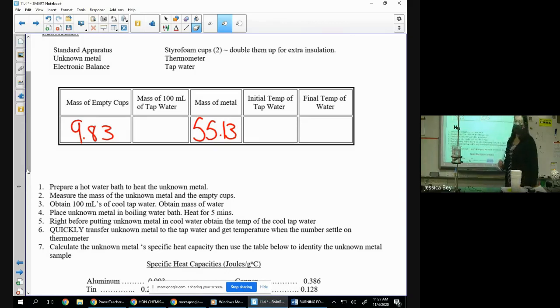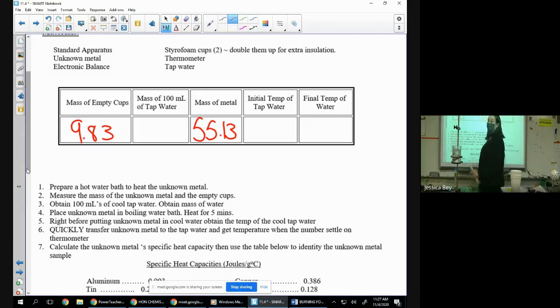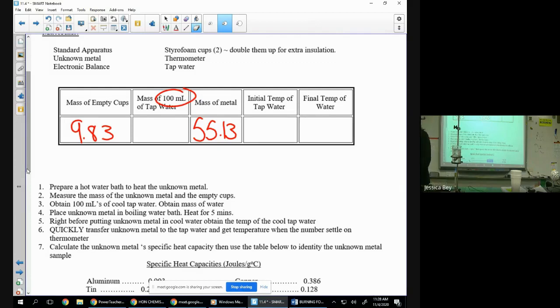Make sure they're still, yep, 9.83. This time, because the metal is a little bit larger, usually they're around 30 some grams. It's around 55. I'm going to use a little bit more water. So I'm going to get 100 mils of tap water here today. Doesn't have to be perfect because we're going to take the mass of it anyways. But, you know, if it says 100, I like it to be 100.